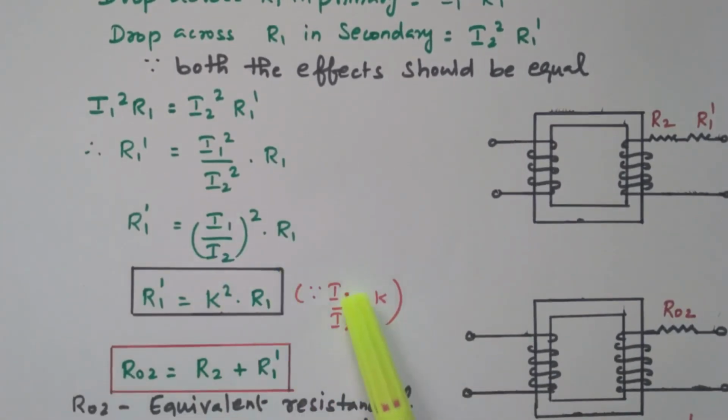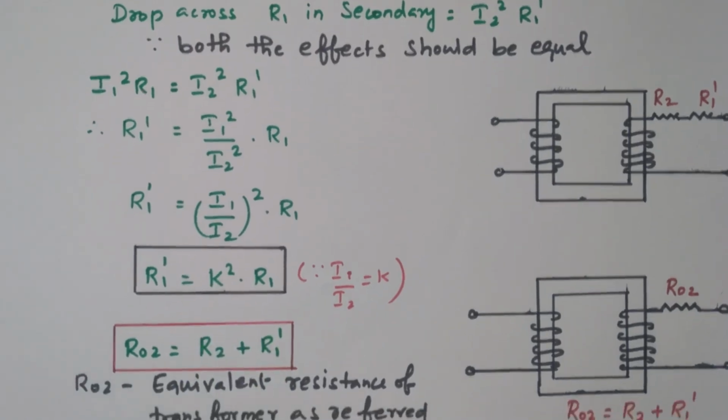We know that I1 by I2 is K. In the previous case we had I2 by I1, so we put 1 by K, but I1 by I2 is the K transformation ratio, so directly we can put it. So R1 dash equals K square into R1. So this is the resistor transfer from primary to secondary. It is multiplied by K square. In the previous case it was divided by K square.